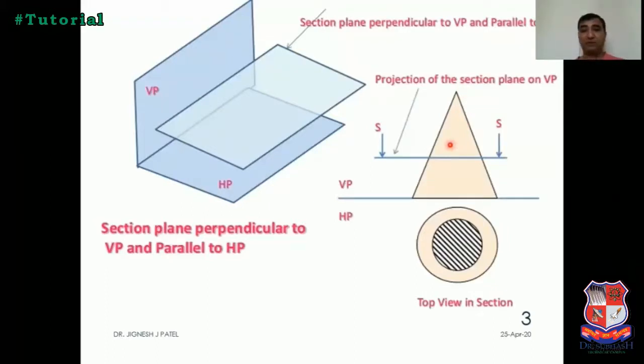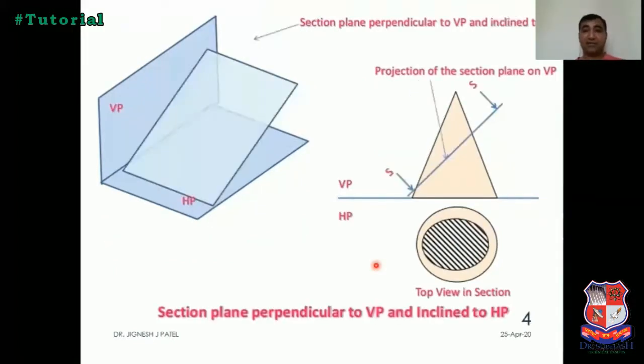So the projection of this section plane on VP shows a line, and the top view shows the sectional view. After cutting this cone, its sectional view is shown in the top view. So this is the sectional view.